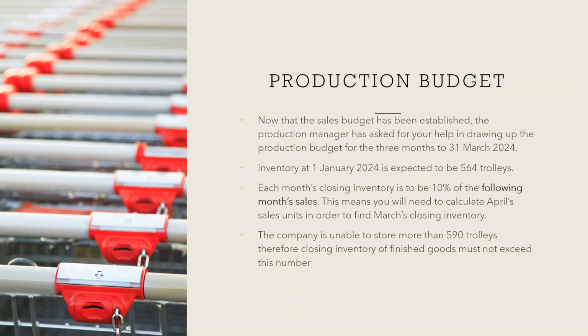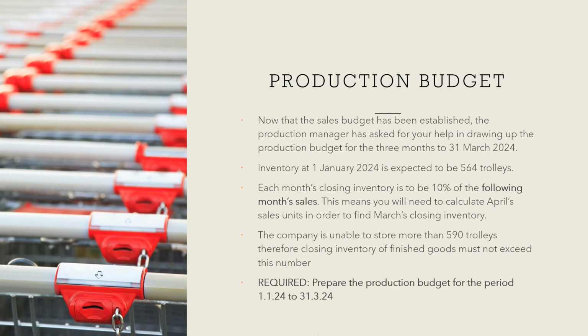So even though we're only doing budgets for 3 months, April's sales level will inform our closing inventory at the end of March. Another caveat here is that the company is unable to store more than 590 trolleys. Therefore, closing inventory of finished goods must not exceed this number. So there's no point in making more trolleys, then we're going to end up with more than 590 in stock. We need to reduce our production to make sure that we don't have more than 590 trolleys, because there's nowhere to store them. Therefore, the chances are they'll just be left lying around, could become damaged or stolen. So what we're required to do is prepare the production budget for the period 1st of January 2024 through to the 31st of March 2024.